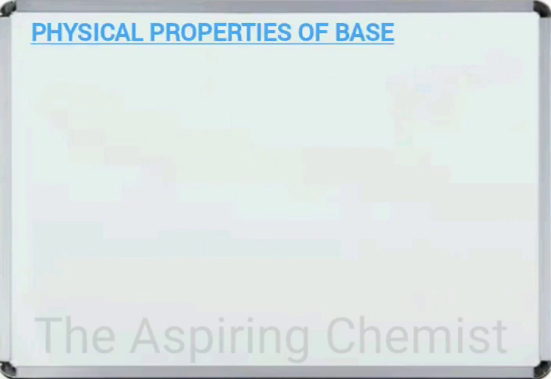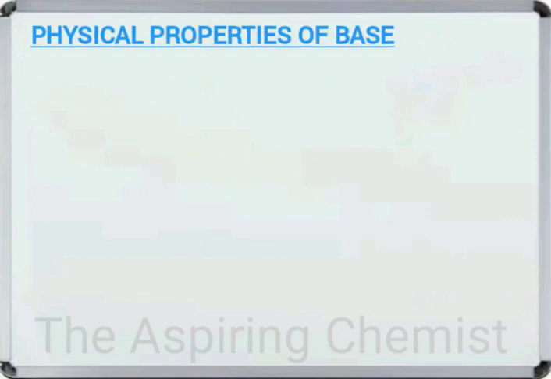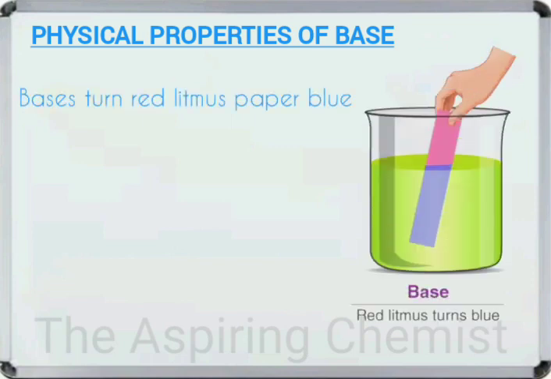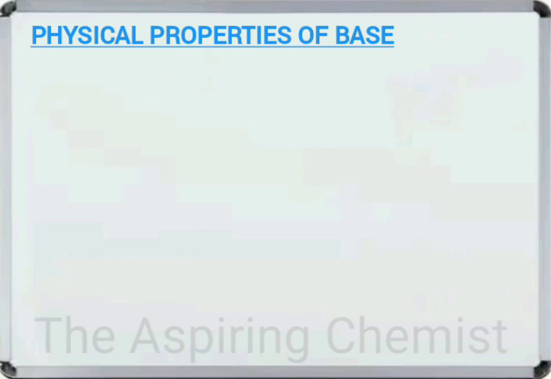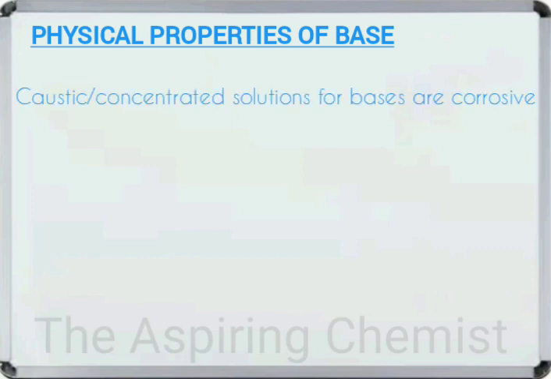Now let's discuss its physical properties. The physical properties are also what makes you and I know what bases are and how they exist around us. For example, one physical property is they are slippery to touch, and that's why your soaps are slippery, because they are basic. Also, they are bitter to taste. They also turn red litmus paper blue. And their caustic solutions are corrosive.